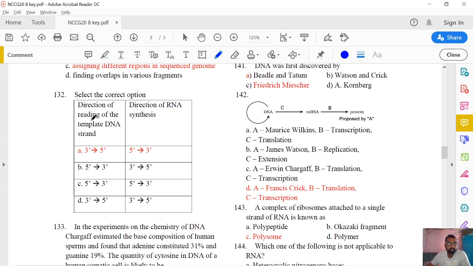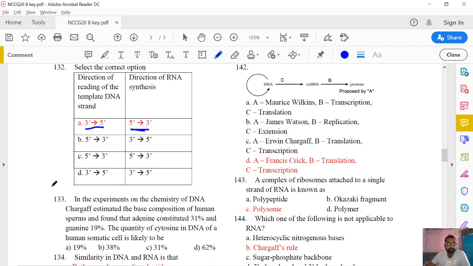So it is basically assigning different regions in one sequenced gene. Select the correct option. The direction of reading in the template DNA will be 3' to 5', whereas the direction of RNA synthesis will be 5' to 3'. Keep in mind the synthesis of RNA or DNA will definitely be in this direction only. The new strand will always be synthesized in this direction, so definitely it will be 5' to 3'. Template will obviously be complementary to this, that is anti-parallel, therefore it is 3' to 5'.